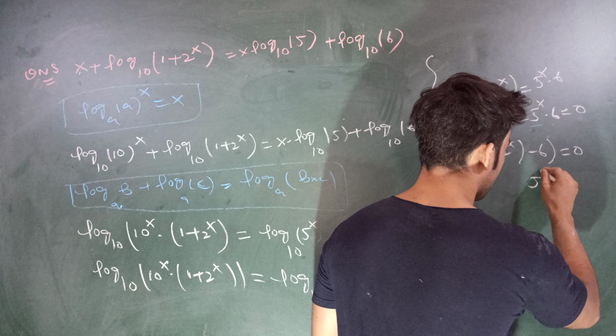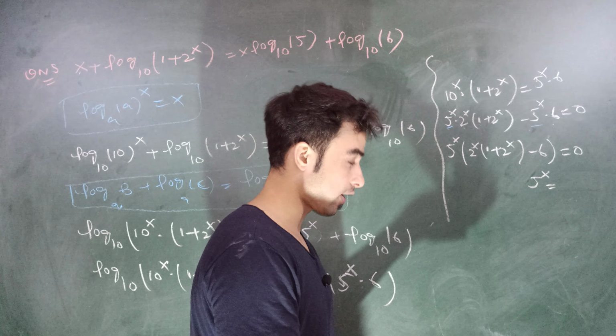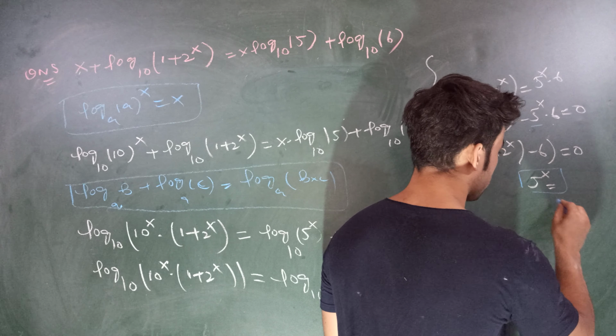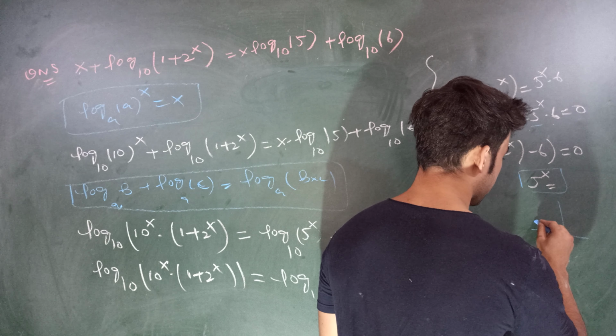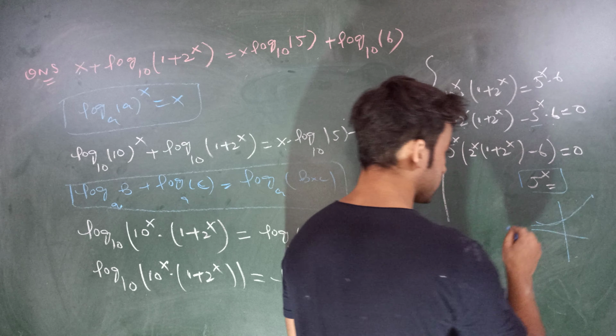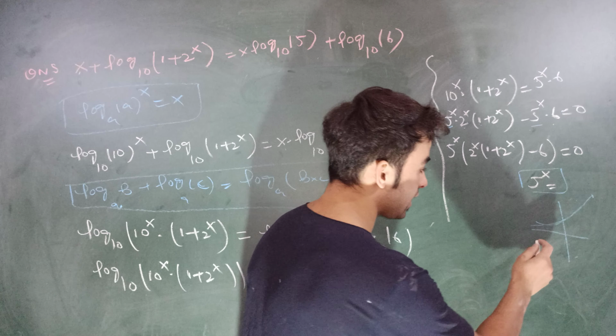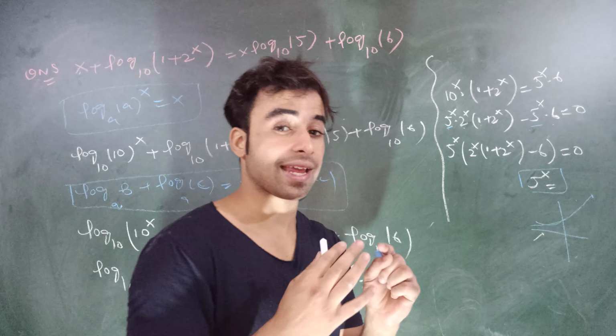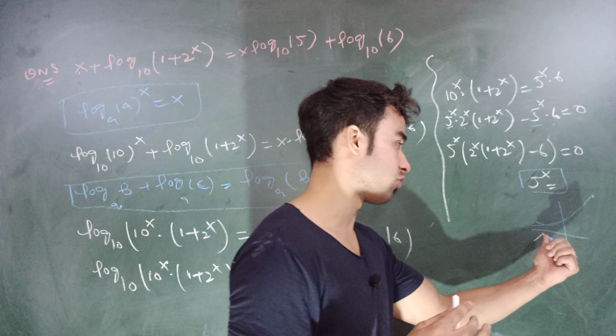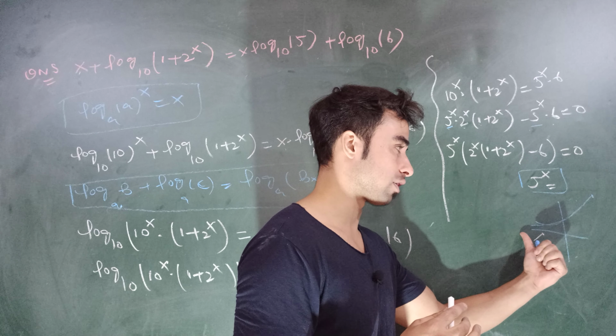Because if I look at the graph of 5 to the power of x, if I check out the graph of this function, it looks like this. It is actually an exponential function. And we know that the exponential function can take a minimum value of 0, but actually it can never take 0. It actually approaches 0 as it goes to minus infinity on the left.